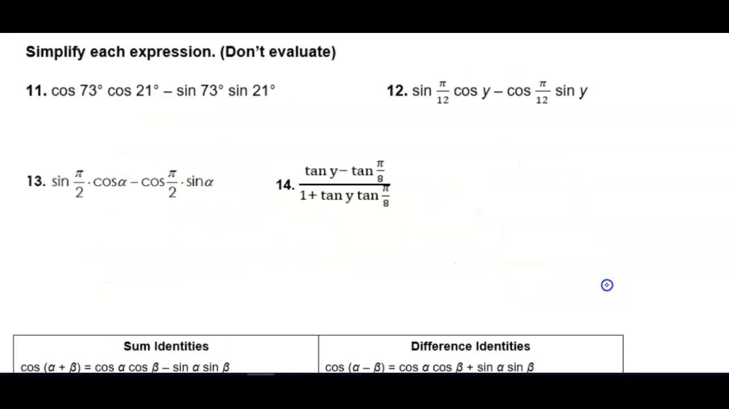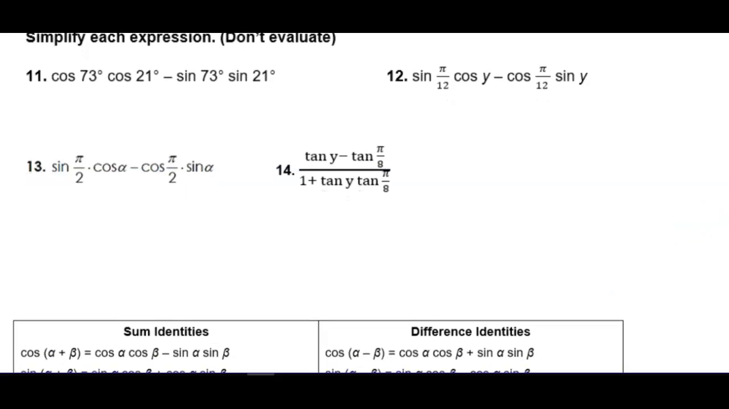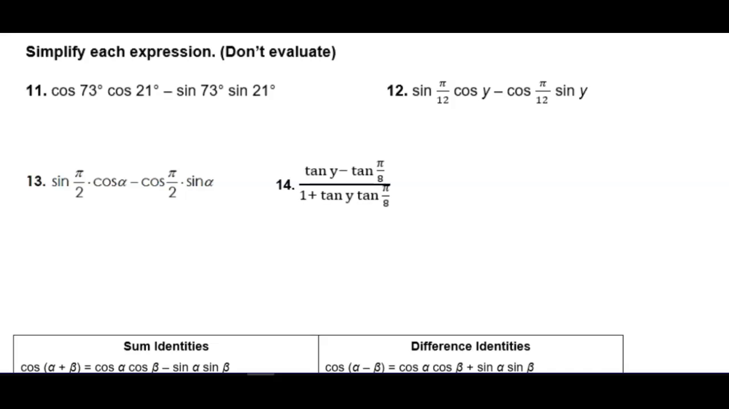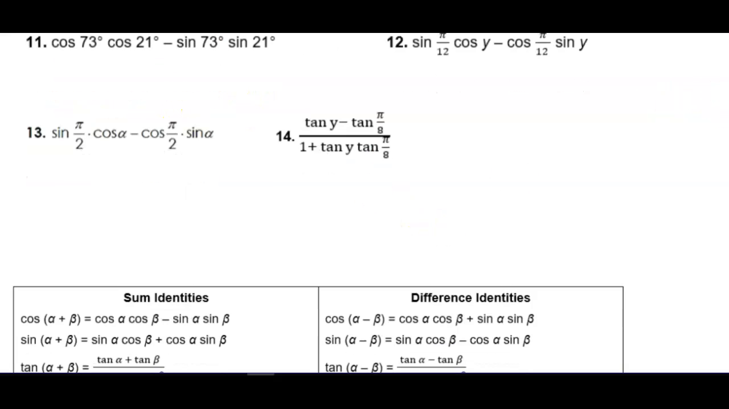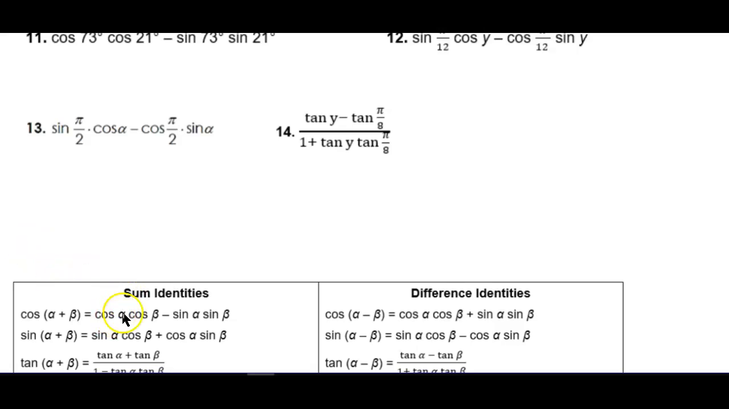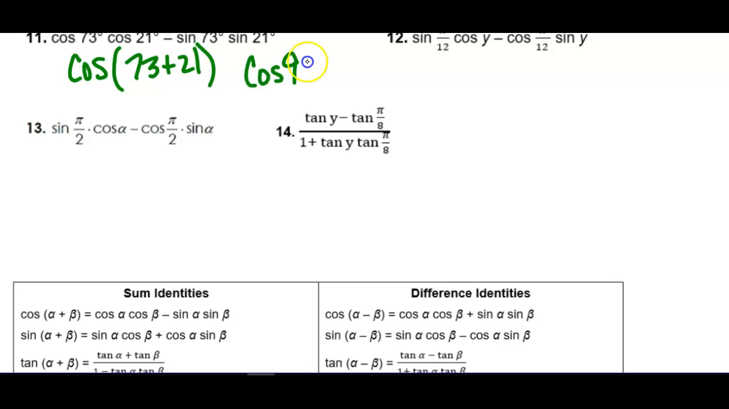All right, we're going to play around with these a little bit more. The first one says don't evaluate these because they're not going to come out unit circle ones. So cosine, cosine minus sine, sine is cosine of alpha plus beta, or 73 plus 21, which is the cosine of 94 degrees, and you're done.